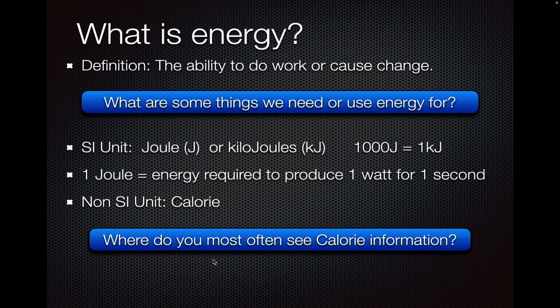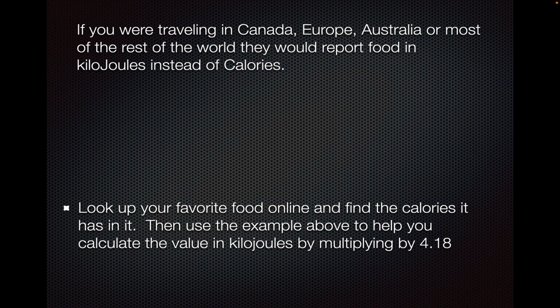Okay. Probably the most common place we see calories is in food. All right. So to give you an idea, in 1 food calorie, there's 4,180 joules. So if we were traveling to Canada, Europe, Australia, or any other rest of the world, they wouldn't report their food in calories. They would report it in kilojoules instead. So the packaging wouldn't say calories.